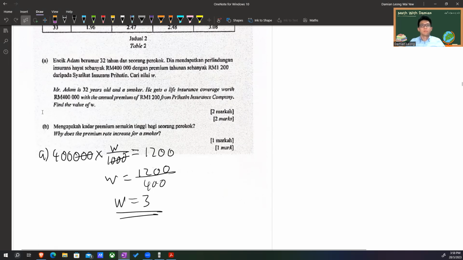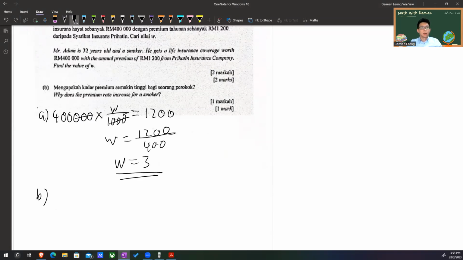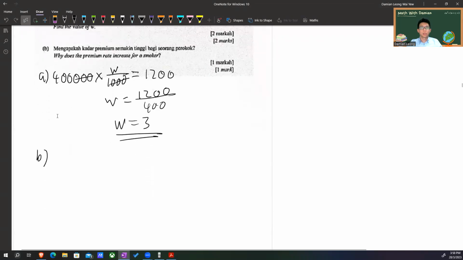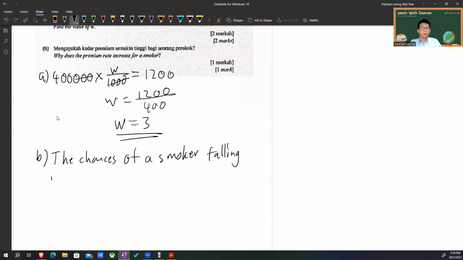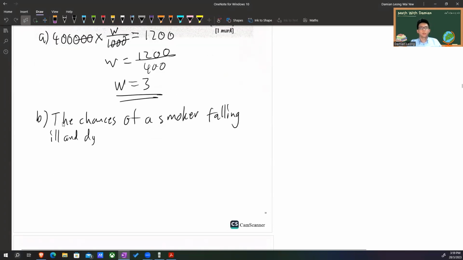Okay. Then, why does the premium rate increase for a smoker? So, yeah, very logical, straightforward. Basically, this is a life insurance. So why does the premium rate increase? Because it's more risky. So the chances of a smoker falling ill and dying, basically.